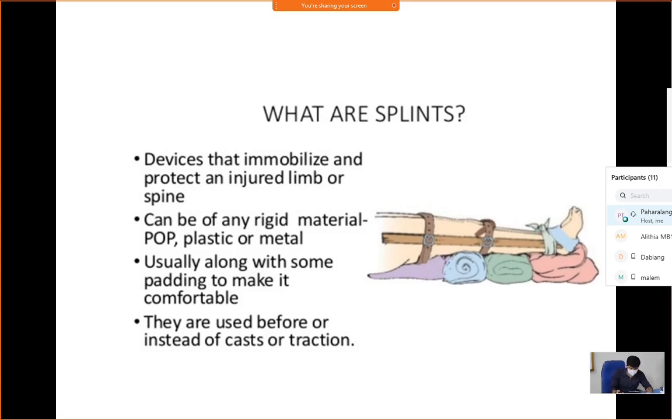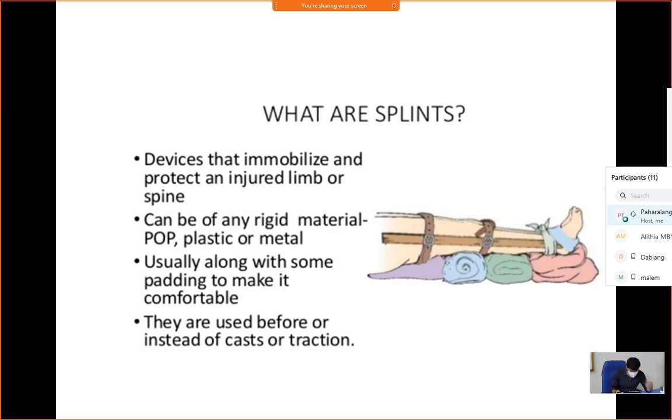I will discuss the splint first. After that we will go with traction. Splints, as you know, are devices to immobilize a fractured part or painful joints, to protect an injured limb or the spine, and can be of any rigid material, starting from wood to metal to plaster of Paris, plastic or metal, even wood. We use them while transporting from remote places, usually along with some padding to make it comfortable.